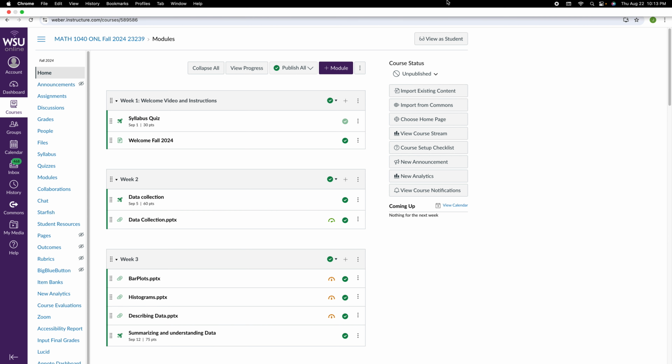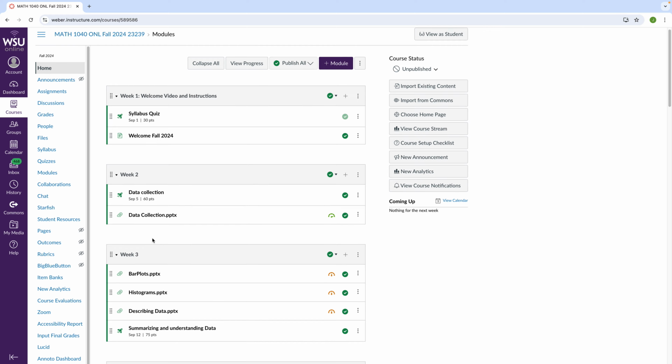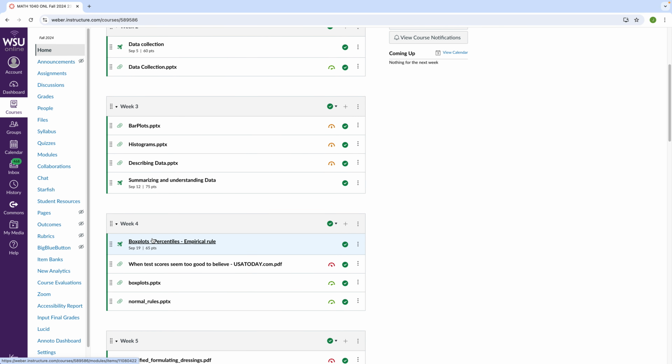1040. This is the web main layout for the Canvas page. I want to orient you to the class. So you have your weekly assignments laid out, and everything that's expected of you is in these modules for week 1, for week 2, for week 3, and we're going to go through what exactly is expected.